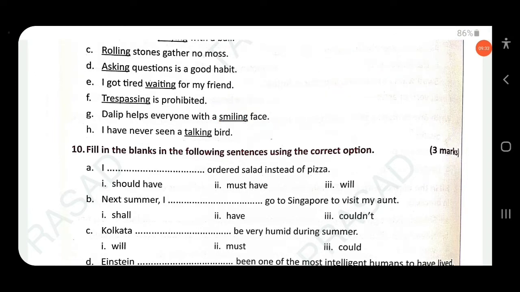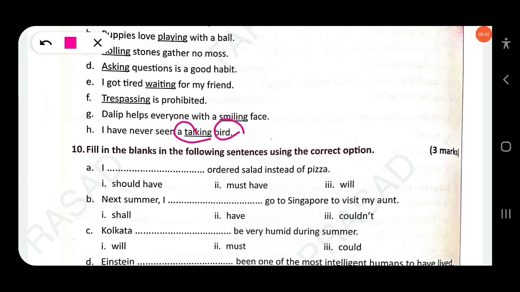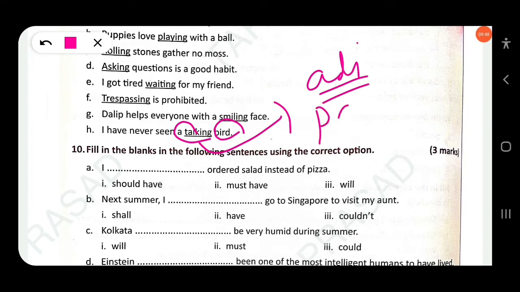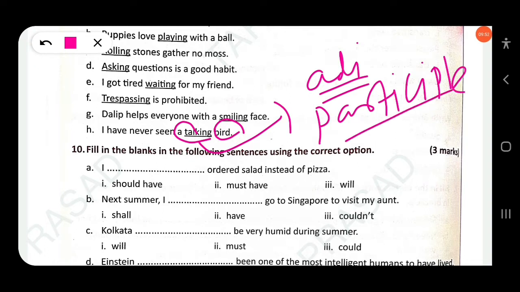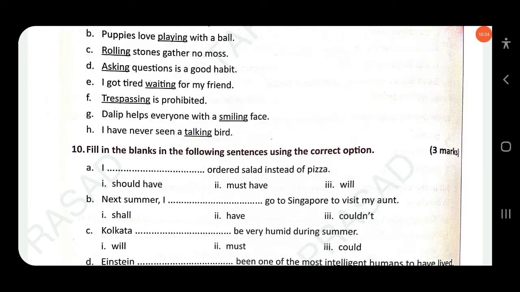Then next: I have never seen a talking bird, right? So here bird is a noun and talking is an adjective. Adjective means it is not a gerund, it is a participle. Clear? So you have to remember, a gerund is always used as a noun in a sentence. A participle is used as a verb or can also be an adjective. So here talking is an adjective, it tells more about the bird. Clear?